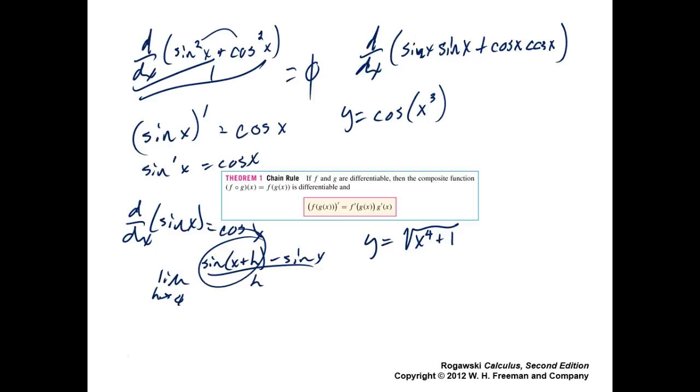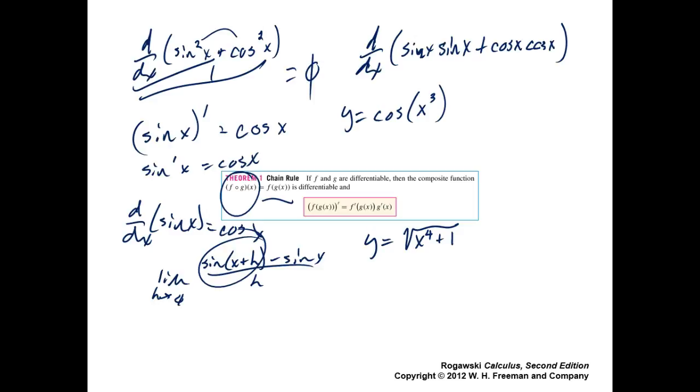recall that a composite function is obtained by plugging one function into another. For instance, the composite of f and g, denoted as f circle g, is simply this, f of g of x. Instead of your x, you put in g of x, okay?